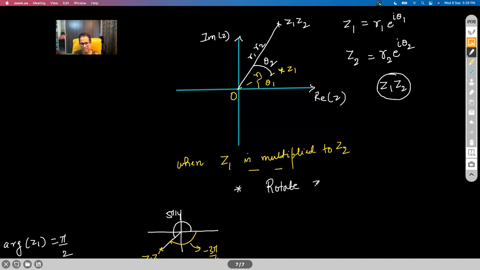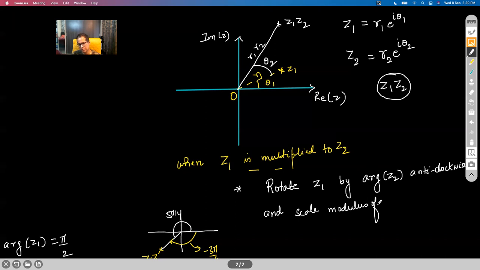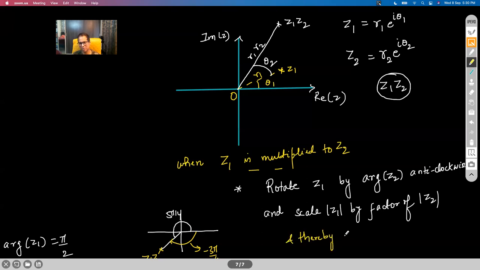Rotate Z1 by argument of Z2 anti-clockwise, and scale modulus of Z1 by a factor of modulus Z2. And by doing this, Z1 Z2 is located, and thereby obtain the location of Z1 Z2. This is very, very important. If you understand this, many of the future concepts will be easy for you to understand.